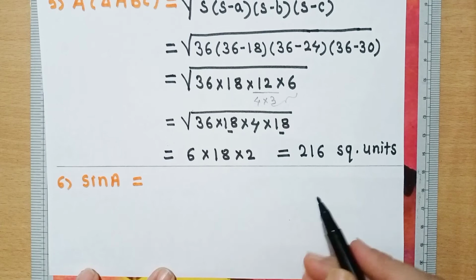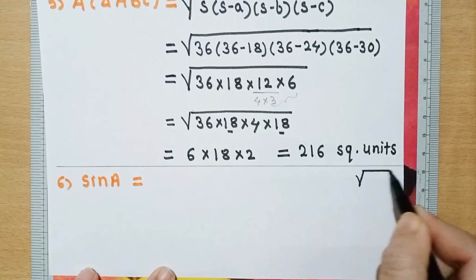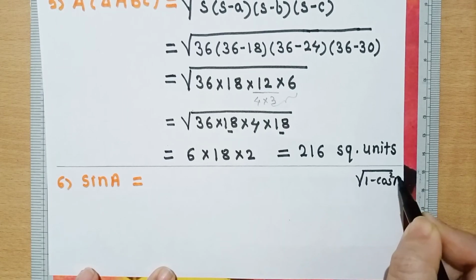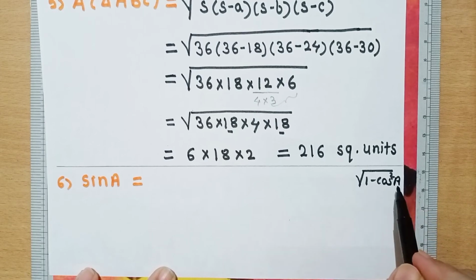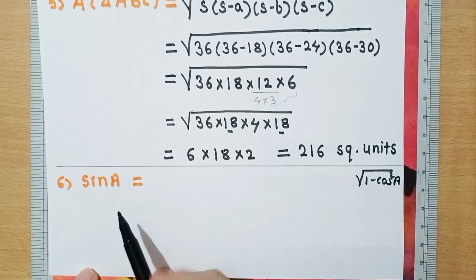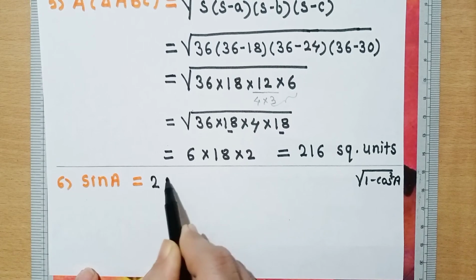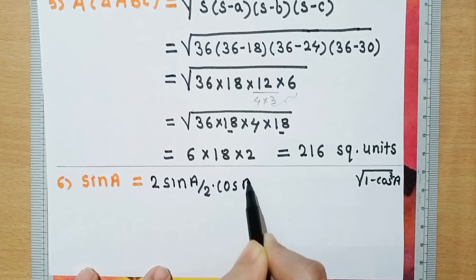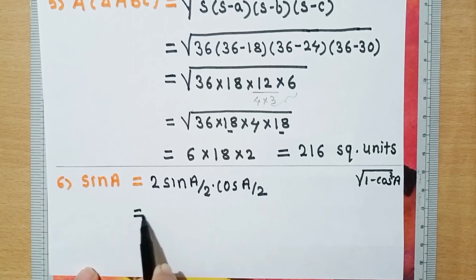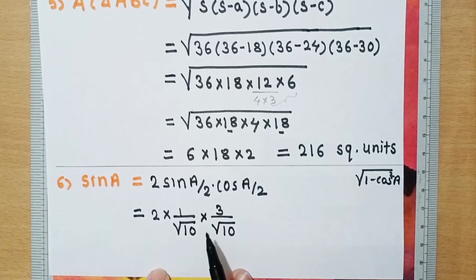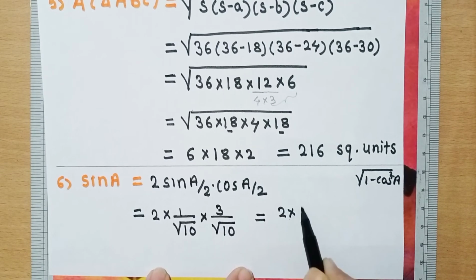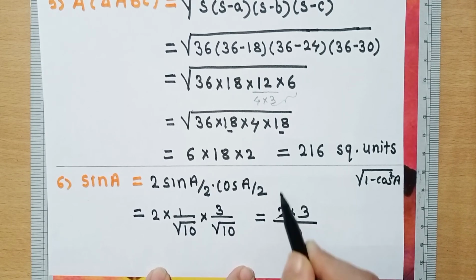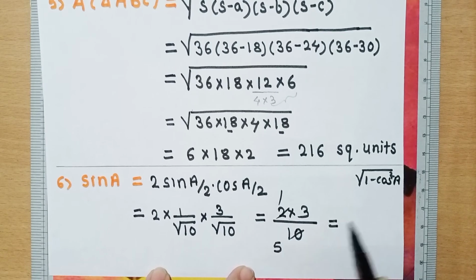And the last one is sin A. We can find this as under root 1 minus cos square A, because we have already found cos A, but here we will use the sin 2 theta formula, and here 2 sin A by 2 into cos of A by 2. Now substitute values, and so this is equal to 2 multiplied by 3 root 10 into root 10 is only 10. 2 1s are, 2 5s are, and so the final answer is 3 upon 5.